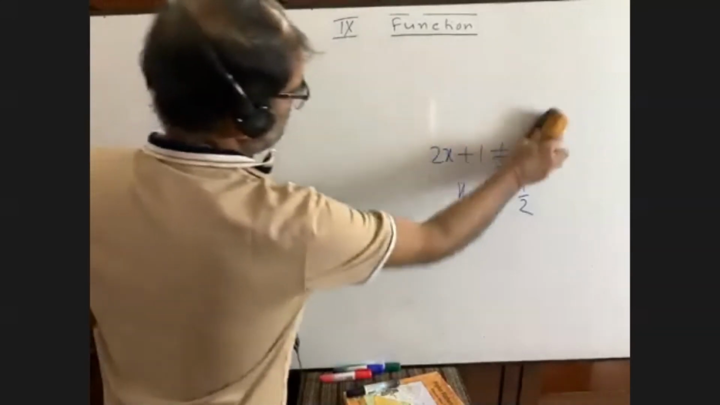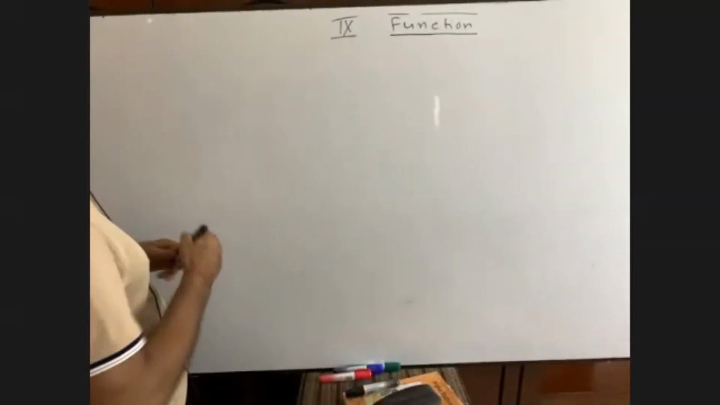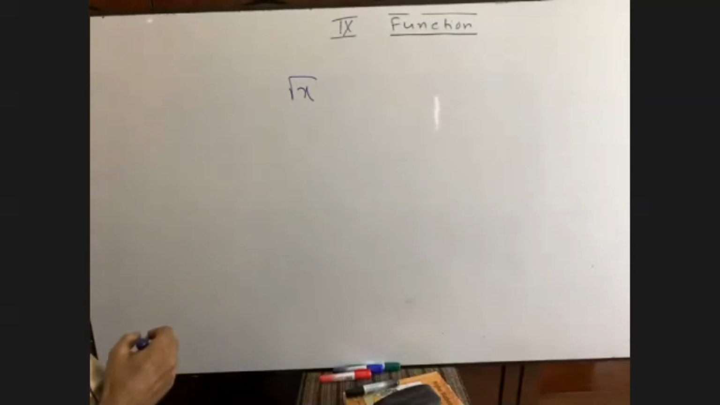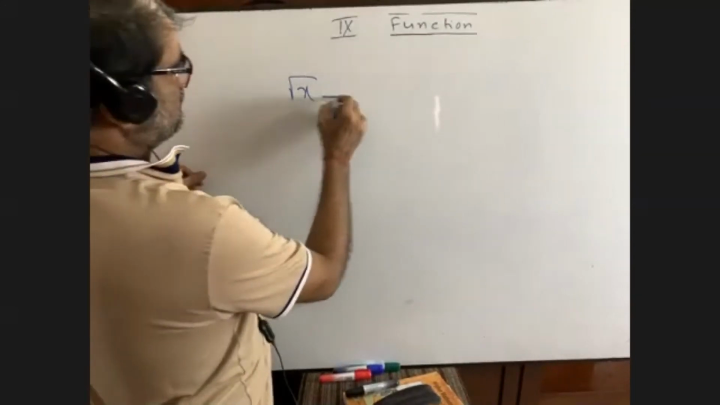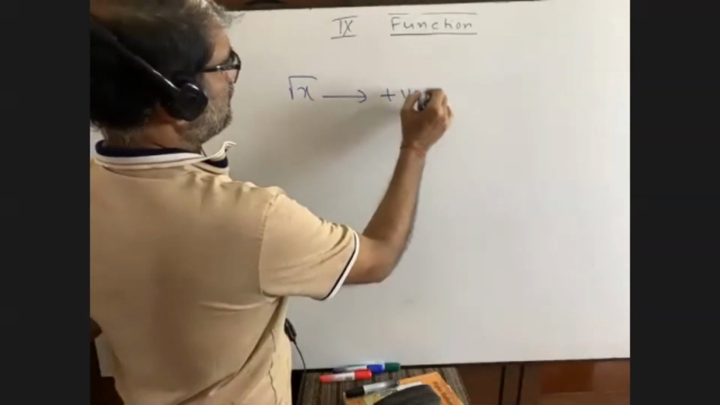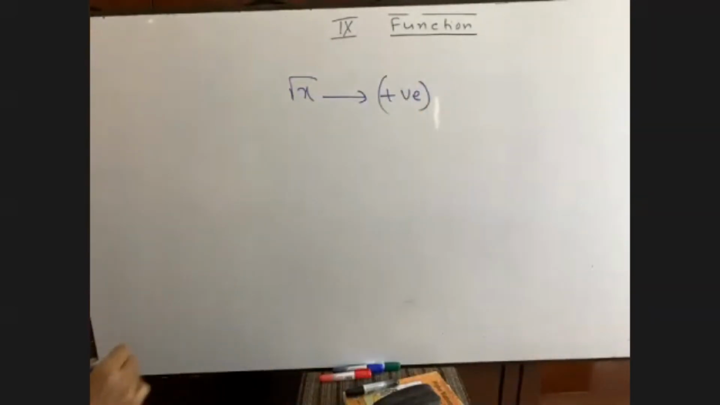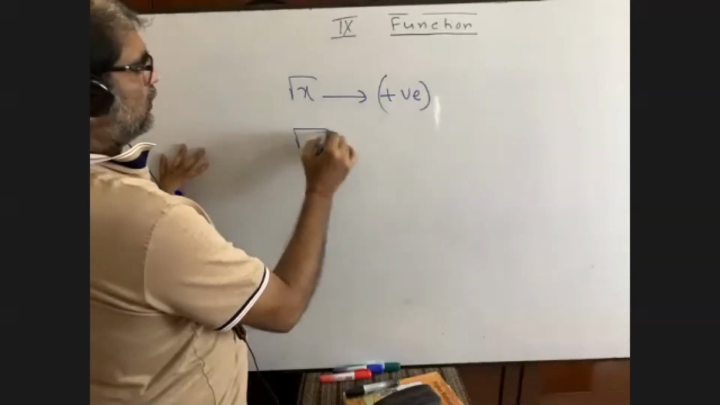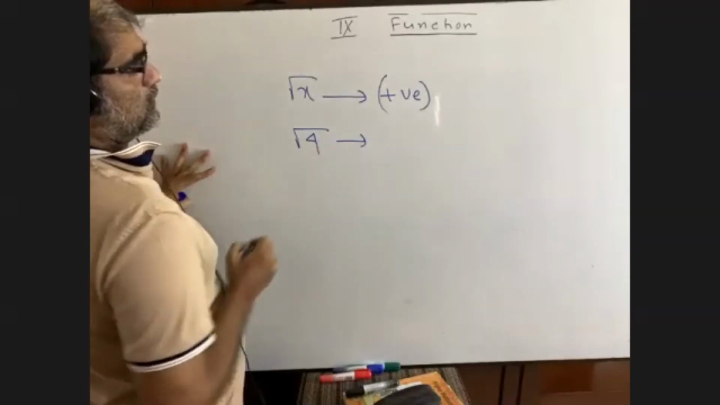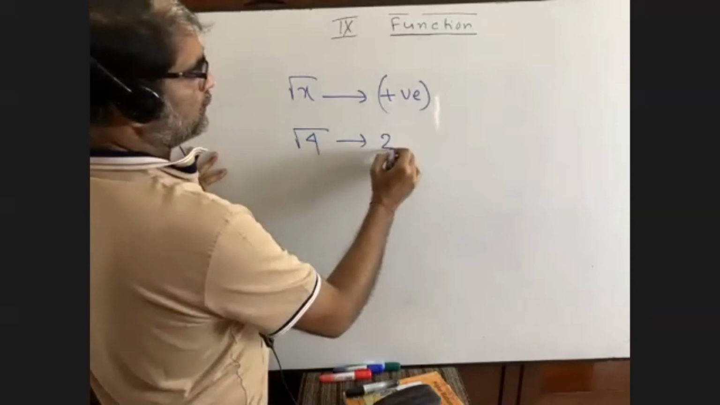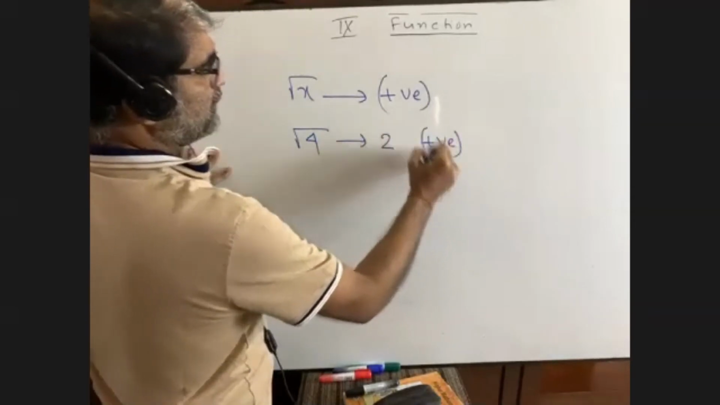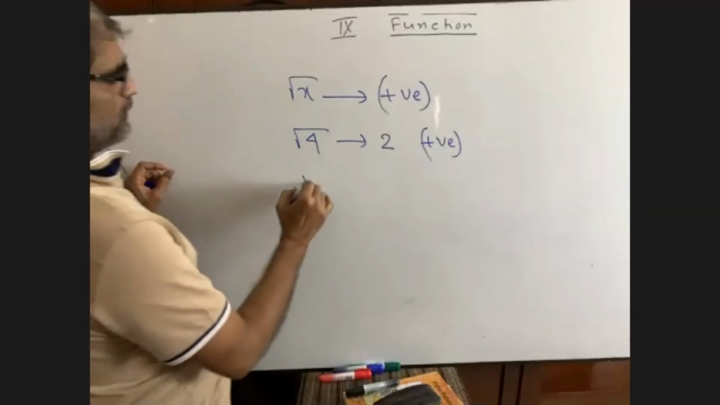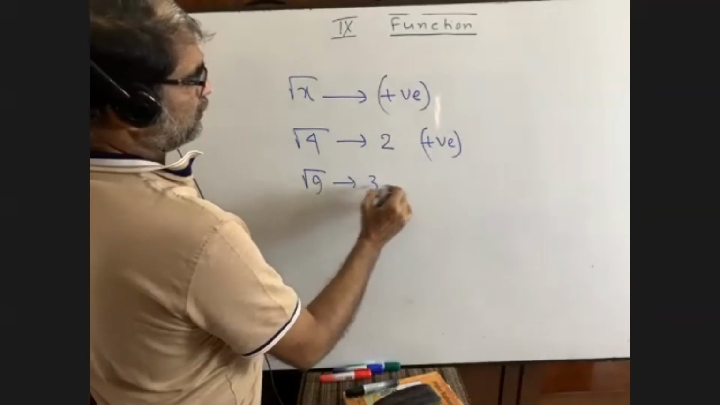There is another condition. What is meant by this? Root over x, sir. It is always positive. Root x, yes, root x is always positive. What is the value of root 4? So 2. Only 2. I told you it is always positive, but don't say it is plus minus 2. What is root over 9? 3, which is also positive.